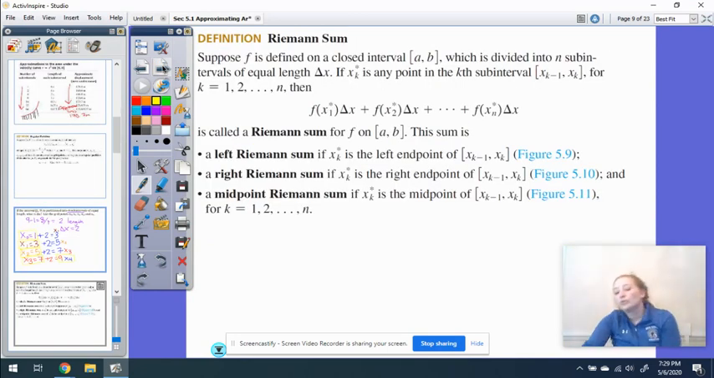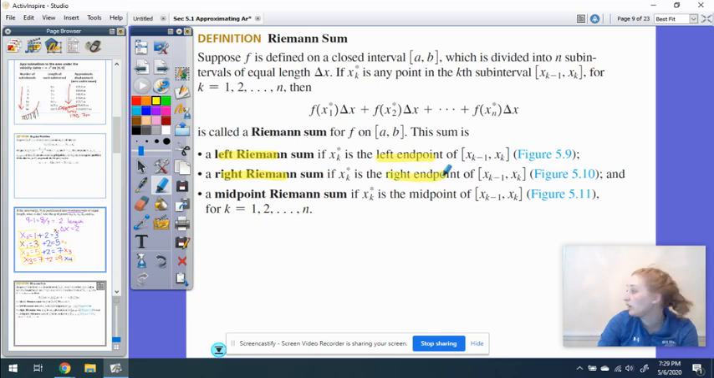All right, so making these rectangles is a process that we call the Riemann sum. So we have a left Riemann sum when you only care about the left endpoint of the interval. Right cares about the right endpoint.